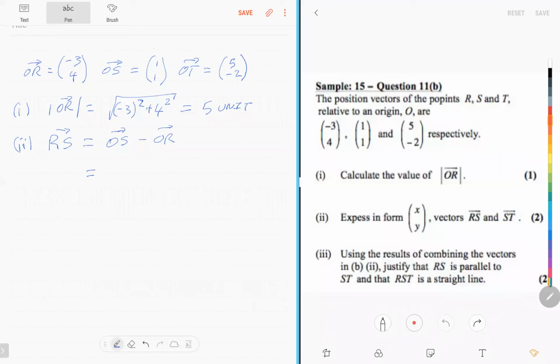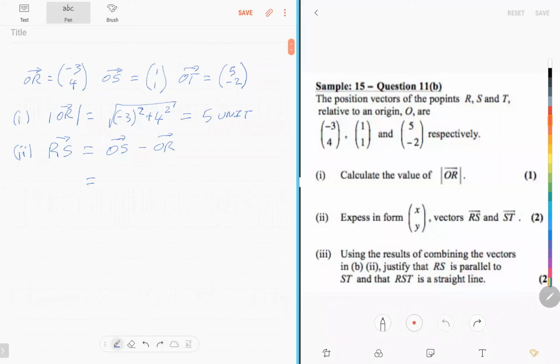So it is (1, 1) minus OR, which is (-3, 4). And then we have to care for the negative right here, because remember, negative is a plus. So it really becomes 1 plus 3, which is 4, and 1 minus 4, which is negative 3. So that's the vector RS.